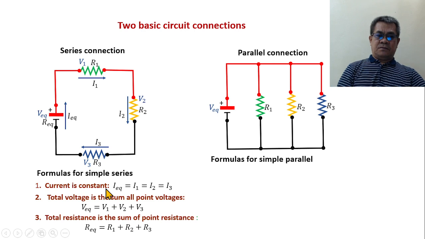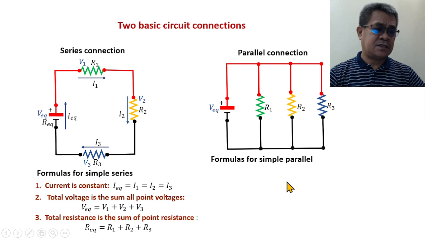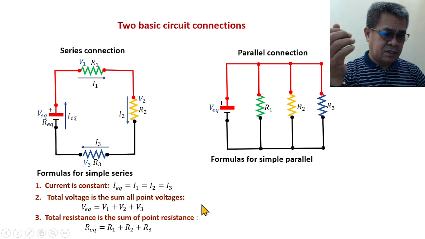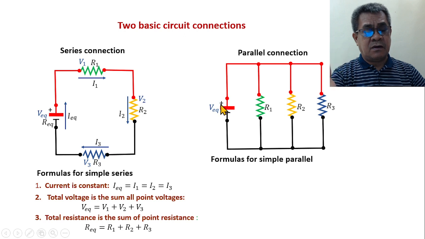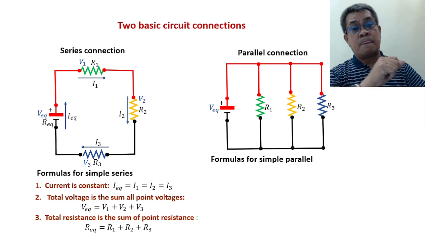Okay? So, next question is, what are the formulas in a parallel circuit? Now, the same as in series connection, we still need to know the relationship of the voltage towards the individual voltages, the relationship of I equivalent towards the individual currents that pass through the individual points in the circuit, and also the equivalent resistance. So we need to know the relationship of the three components: the voltage, the current, and the resistance.